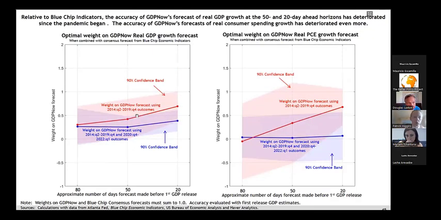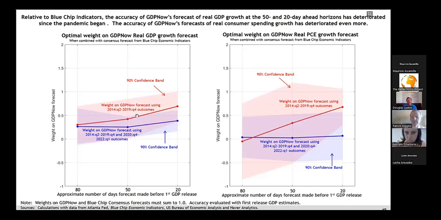So the blue is essentially what you would do if you include the pandemic era data, excluding the first 3 quarters of the pandemic. The red is kind of the 5.5 years before the pandemic. So the weight you would put on GDPNow, the left chart is for GDP growth. The second chart is for consumer spending growth.